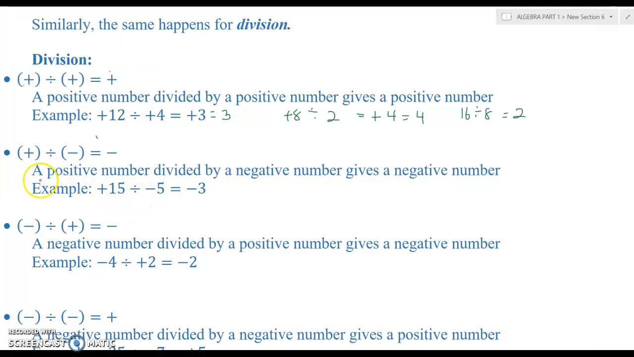That's like regular division that we know about with positive numbers. Next one: a positive number divided by a negative number will give a negative number, just like with multiplication. So positive divided by a negative gives a negative. 15 divided by 5 is 3, so we get negative 3.